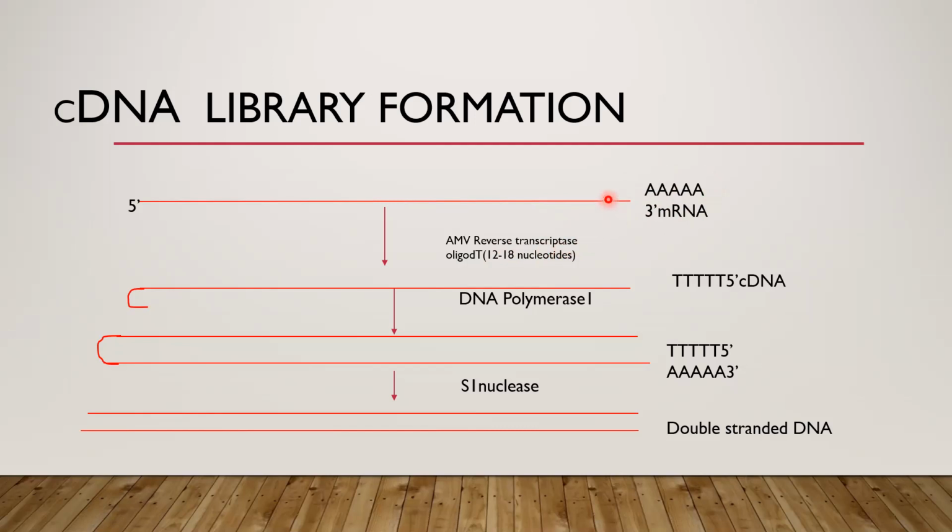Supposing this strand has C over here, then opposite to C, G will be produced. Opposite to G, C will be produced. If here it is U, then A will be produced. If here T, then A will be produced. So in this way, after primer formation, this DNA synthesis will continue and a single stranded DNA will be produced, and this is done with the help of AMV reverse transcriptase. Now this is the single stranded DNA which has been created from this messenger RNA by the enzyme AMV reverse transcriptase. Opposite to AAA, TTT will be produced. And this is the 3' end and this will be the 5' end.